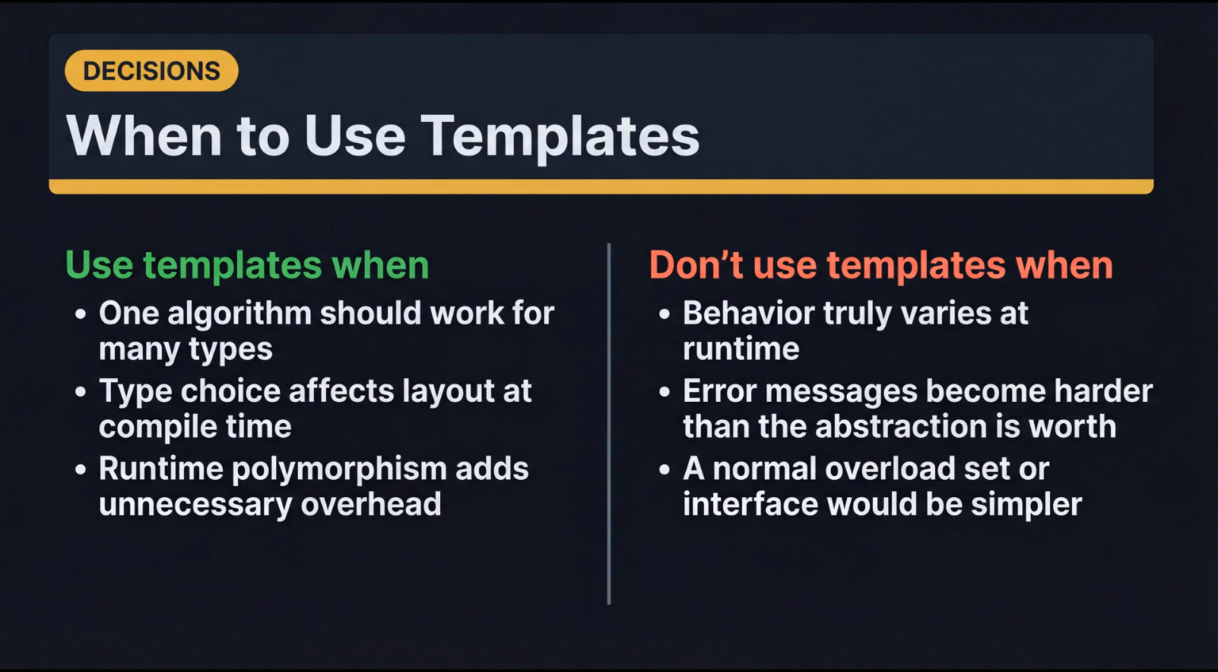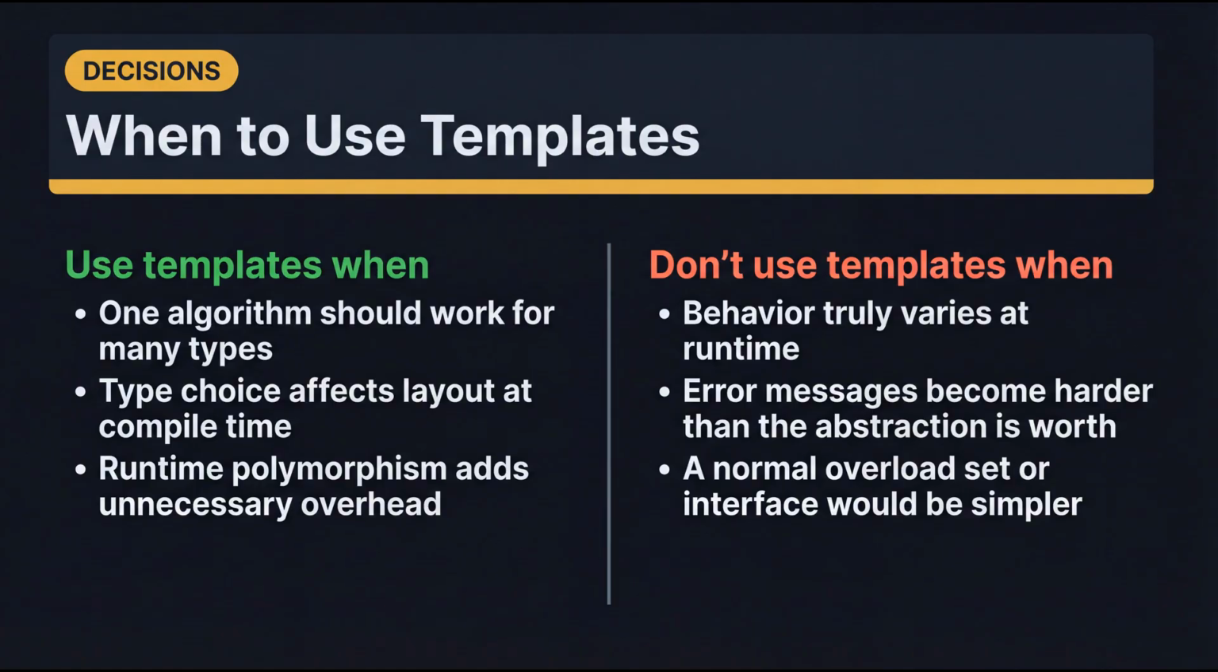Use templates when one algorithm should work for many value types with the same conceptual operation. When the type choice affects data layout or behavior at compile time, and when runtime polymorphism would add unnecessary overhead or complexity. Don't use templates when the behavior truly varies at runtime. That's what virtual functions are for. When error messages become harder to maintain than the abstraction is worth. Or when a normal overload set or interface class would be simpler.